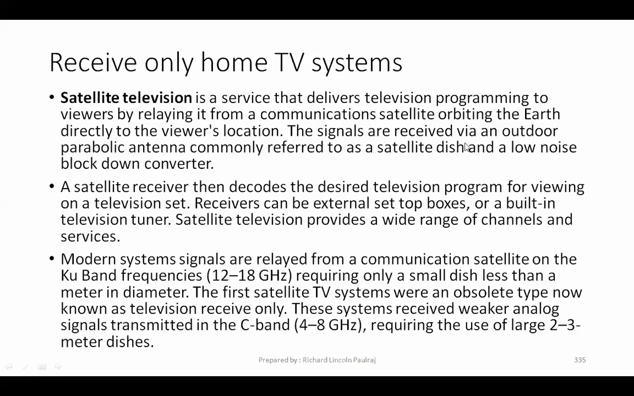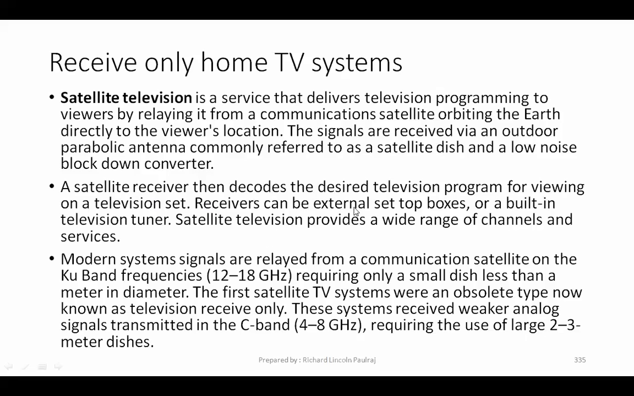The signals are received via an outdoor parabolic antenna. It is also referred to as satellite dish and a low noise block down converter. So this one is needed for us to convert to an IF, intermediate frequency. A satellite receiver then decodes the desired television program for viewing on a television set. So whatever program that you have decoded can be actually streamed down to your television.